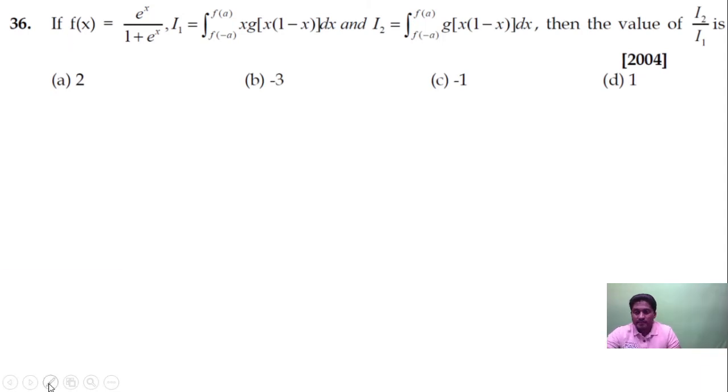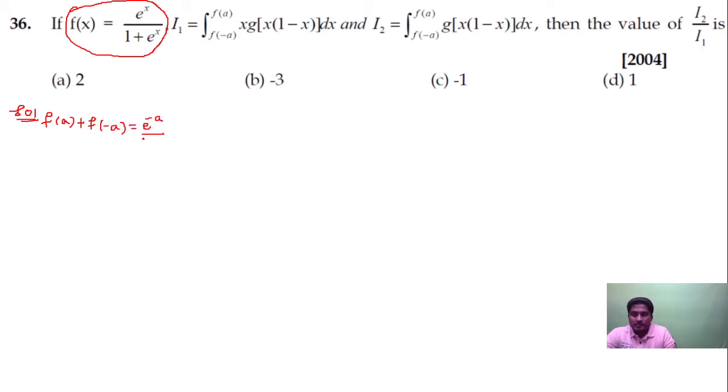Let us discuss this question. Okay, before I use the property, if this is given, f of a plus f of minus a will be e power minus a upon 1 plus e to the power of minus a.